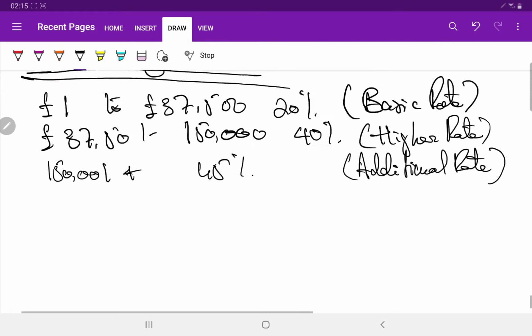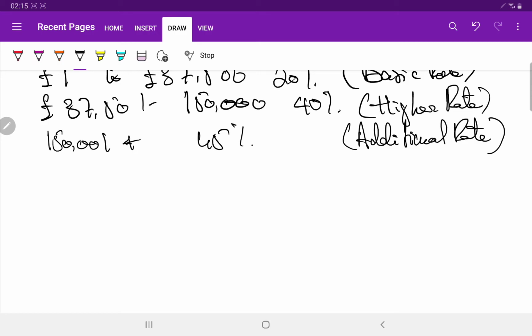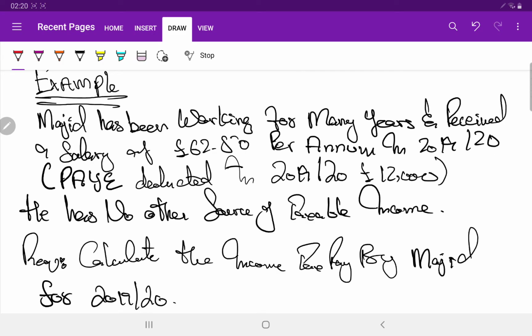As I explained earlier, non-saving income consists of trading profit, employment income, and property income. So far so good, and I hope you get it till here. Let us look at one example.